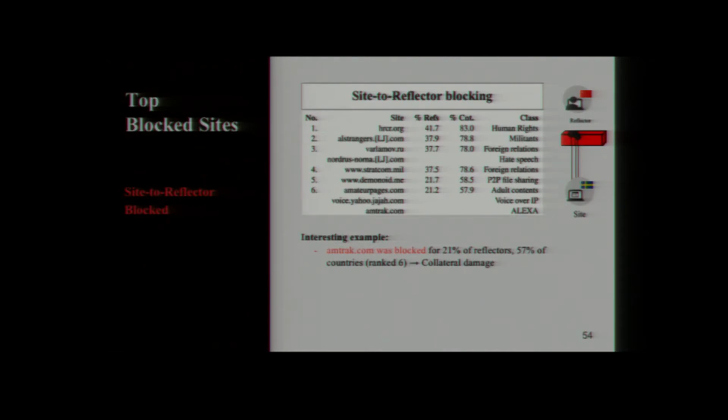The reason, it turns out, is that Amtrak is possibly using a cheap DNS resolver, which does an HTTP redirect, and the IP is also redirecting some sensitive websites, so it's collateral damage, and that's why Amtrak is being blocked.